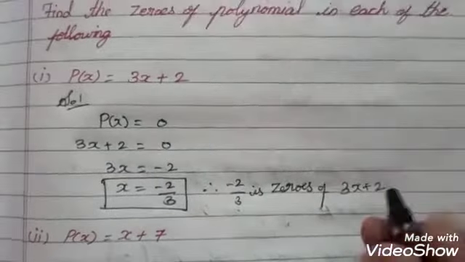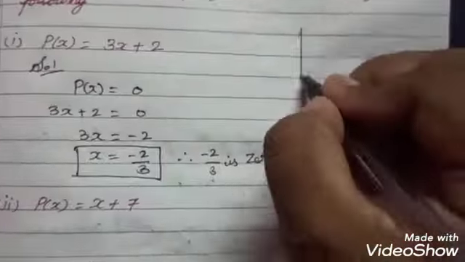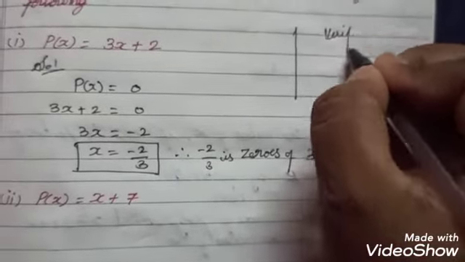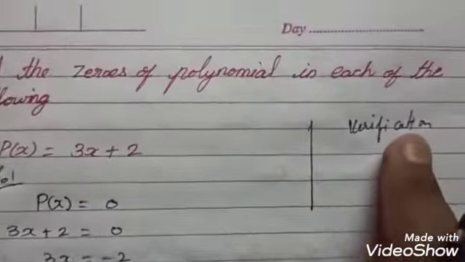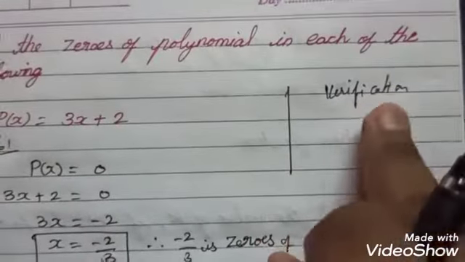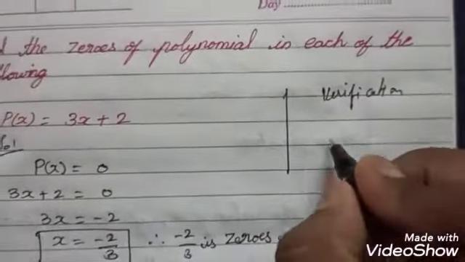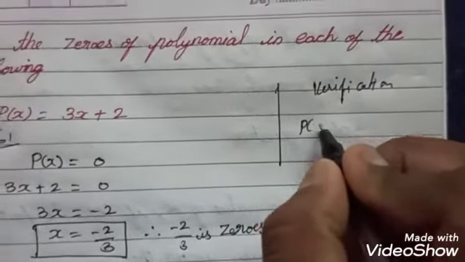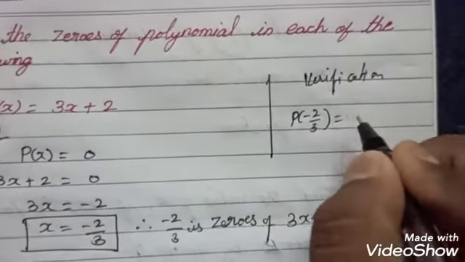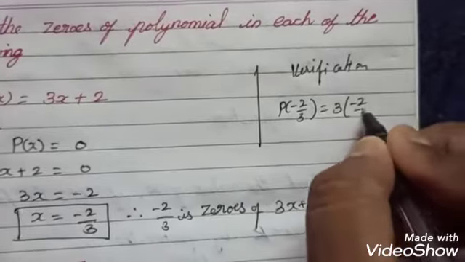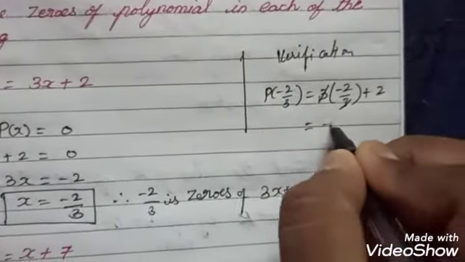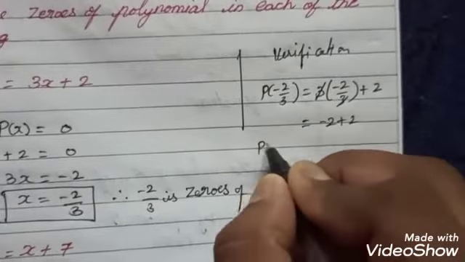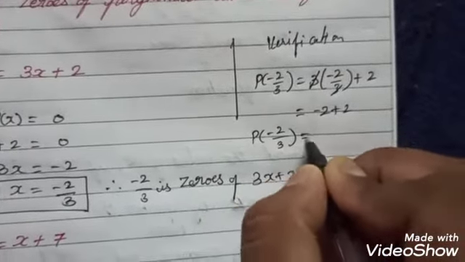Okay, how is it possible? Just you have to verify it. This verification is not mandatory. Already I told you, this is verification for confirmation. For example, p of minus 2 by 3 is equal to 3 into minus 2 by 3 plus 2. Here 3 will get cancelled. Minus 2 plus 2. So p of minus 2 by 3 becomes 0.